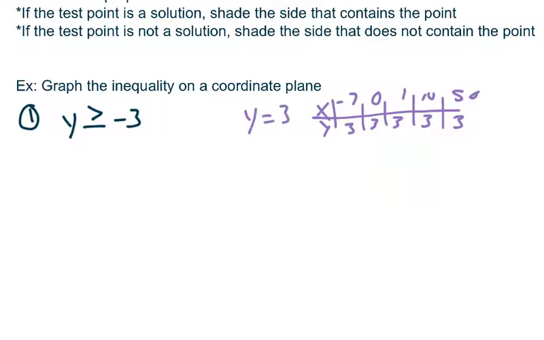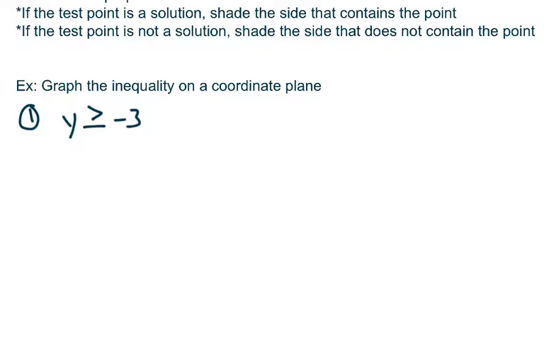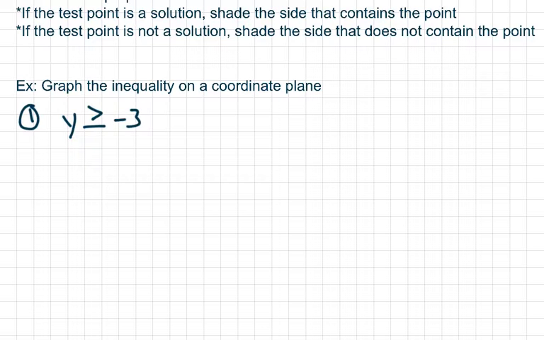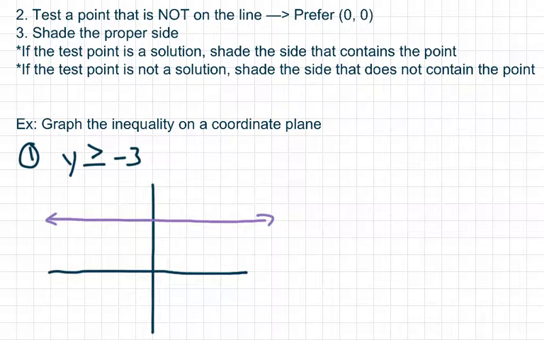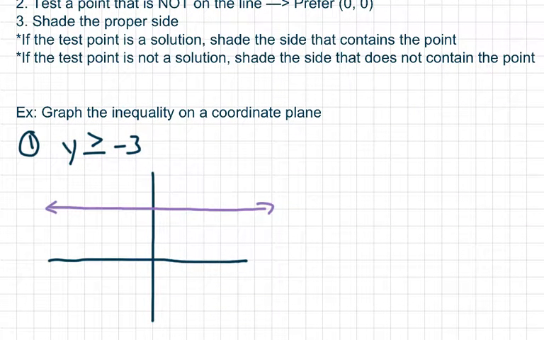So I'm going to erase this stuff here in purple. We know that y equals a constant is a horizontal line. So I'm going to bring in some graph paper, and let's graph this a little more precisely. We have our y-axis and our x-axis. Because we have this "or equal to" part, we're going to have a solid line, and our solid line is going to go through the y value of 3. This is a horizontal line, looks like this. There's our boundary line. Now we need to do step number 2. Test a point that is not on the line. We prefer (0, 0). (0, 0) is not on the line, so we can use (0, 0).